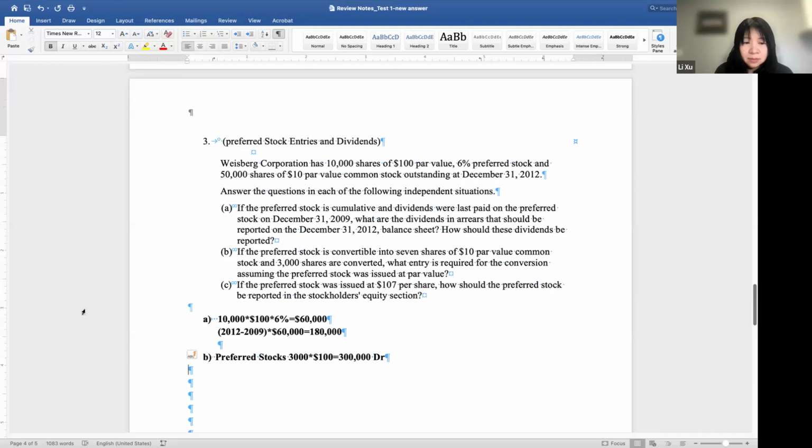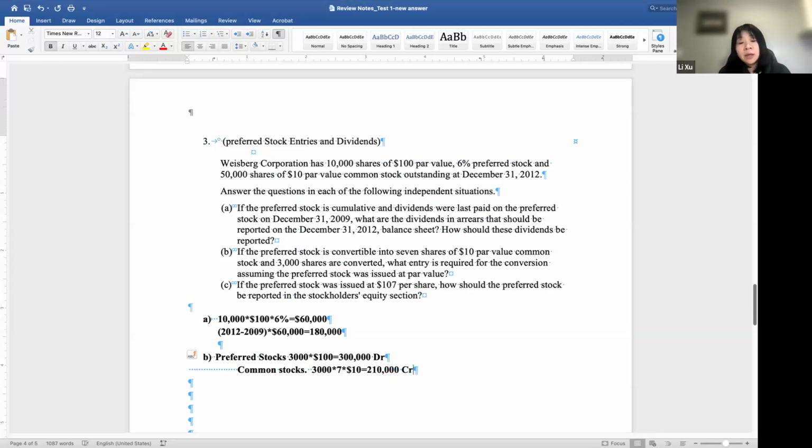In return, you have common stock issued. You issue, let's say, 3,000 shares, and each can be converted into 7 shares of $10 par value common stock. So that gives you 210,000.